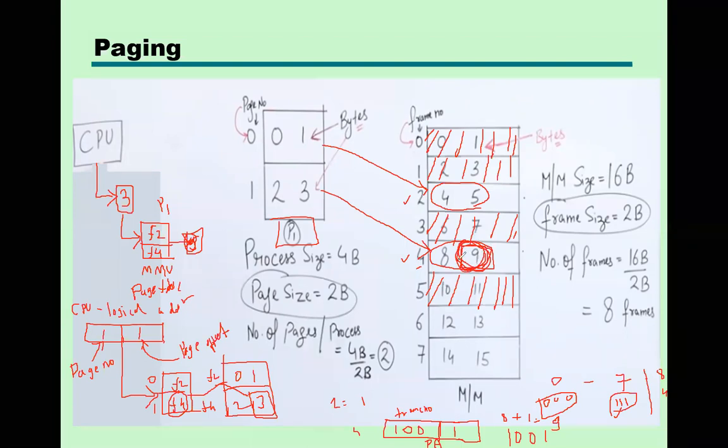And this 9th byte is loaded, or provided, to the CPU as per the requirement of process 1, byte number 3. This byte number 3 is loaded at the location of 9, and by the frame number and the second byte we got this number 9. 1001, that is 1 plus 8, that is 9. In this respect the page is loaded to the CPU. Similarly, you can check for this file.